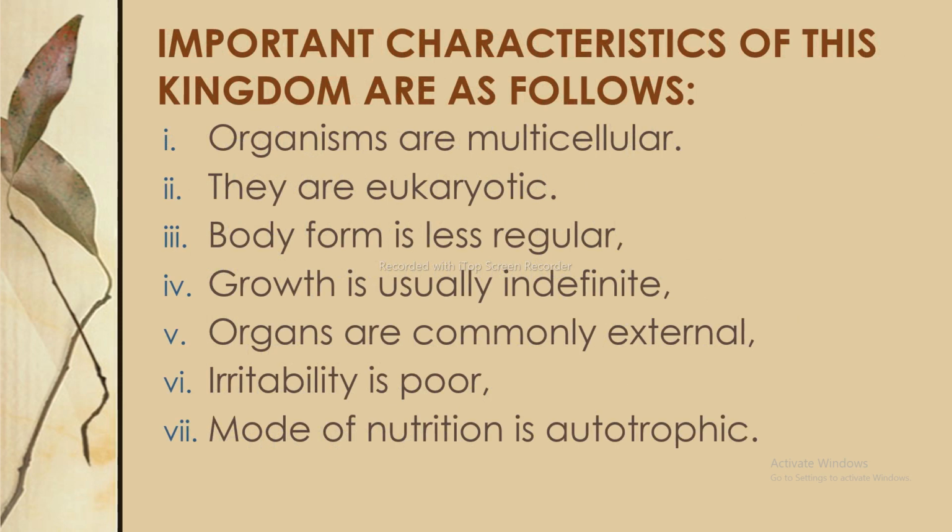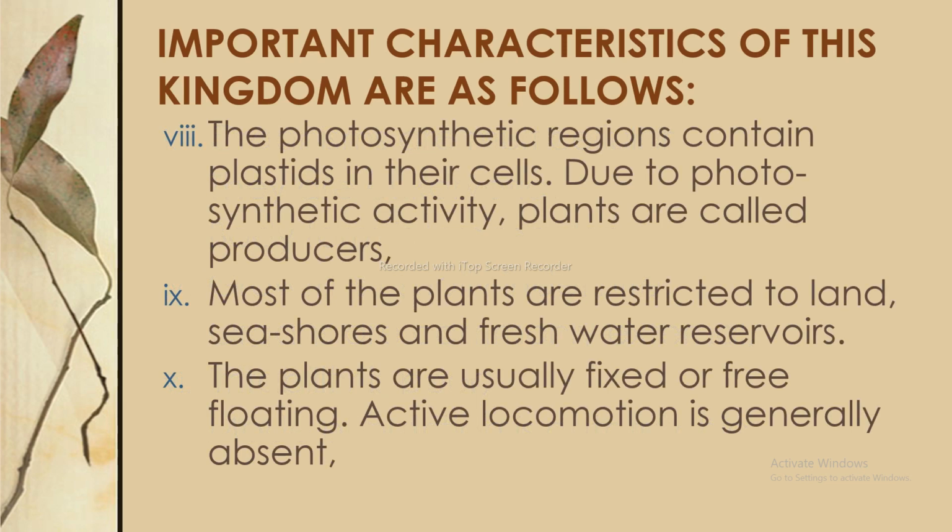Organisms are multicellular, they are eukaryotic, body form is less regular, growth is usually indefinite, organs are commonly external, irritability is poor, mode of nutrition is autotrophic. The photosynthetic regions contain plastids in their cells. Due to photosynthetic activity, plants are called producers. Most of the plants are restricted to land, seashores, and freshwater reservoirs. The plants are usually fixed or free floating. Active locomotion is generally absent.